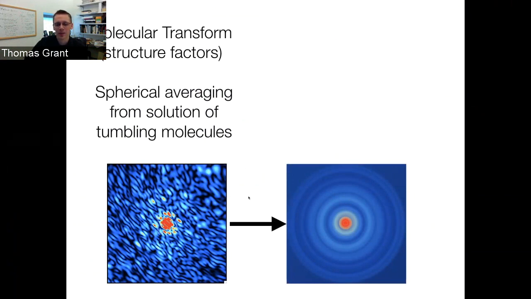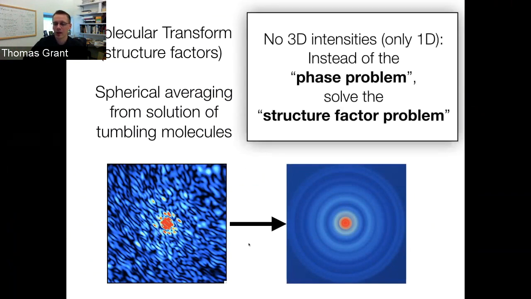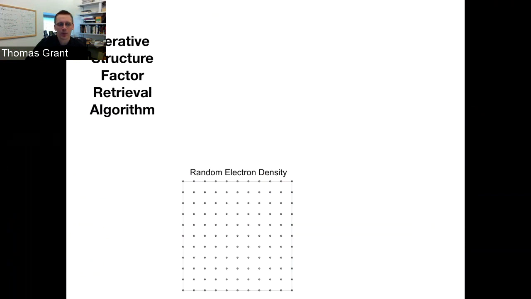So what that means is that we no longer have three-dimensional intensities. So that means we don't have three-dimensional amplitudes. So rather than just having to solve the phase problem, we also have to solve what I call the structure factor problem, where we have to solve for both the amplitudes and the phases in reciprocal space. And so I developed an approach that I call iterative structure factor retrieval to do this. It's very similar to iterative phase retrieval.